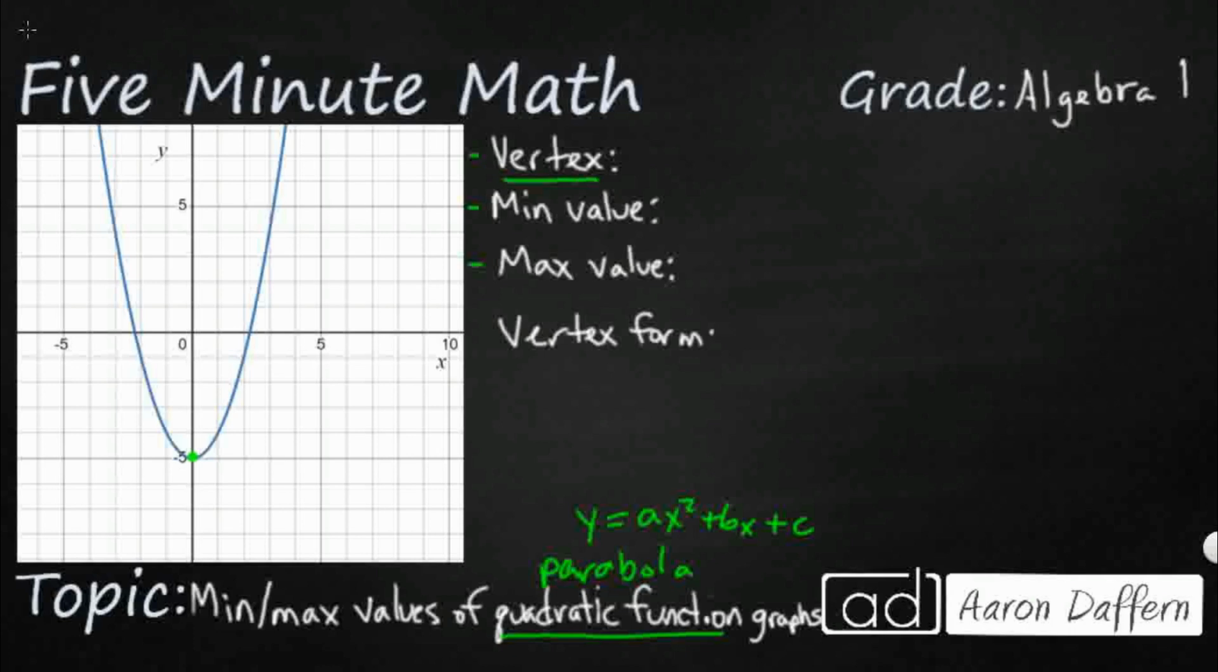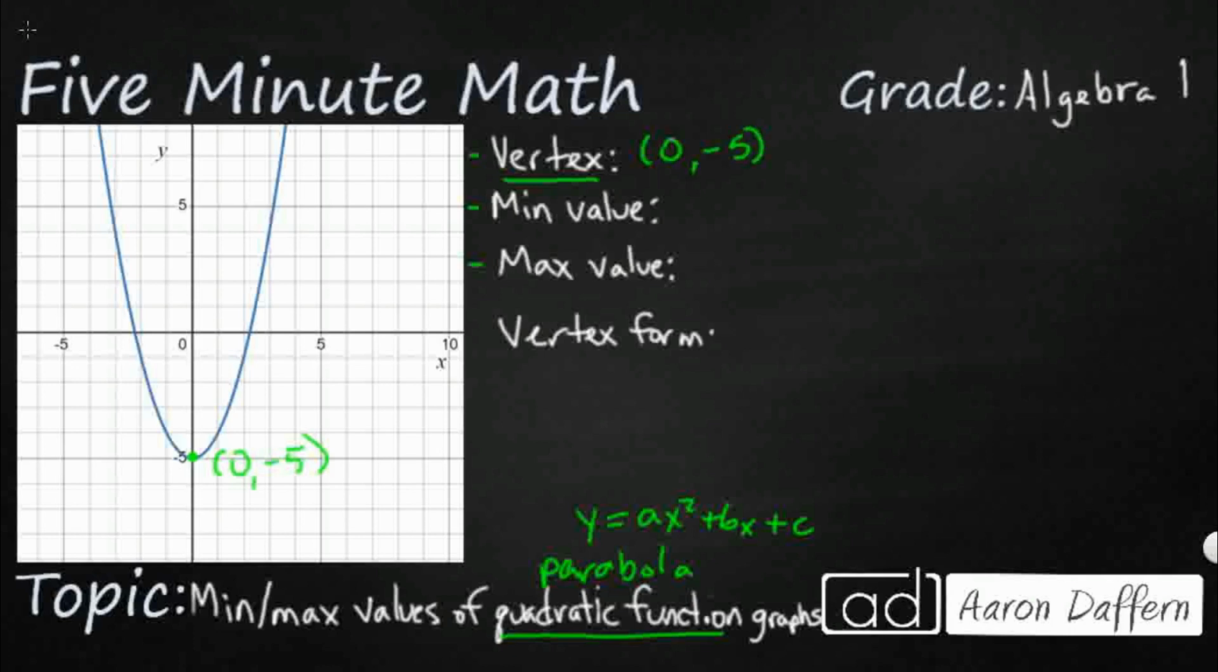And so when we're looking at this vertex, we can actually graph it with a coordinate pair. And this one looks like it's going to be right on an integer there. So the x value is 0. The y value is -5. So we would say the vertex is at the coordinate pair (0, -5).